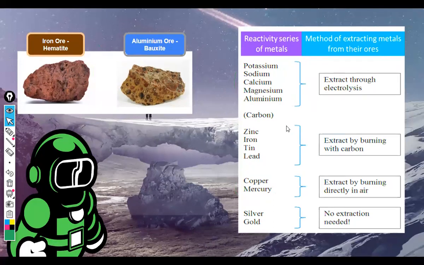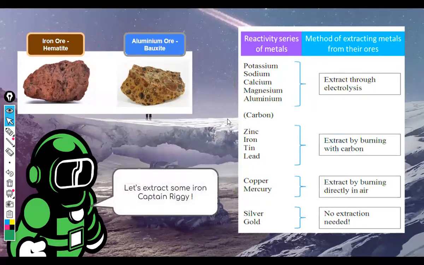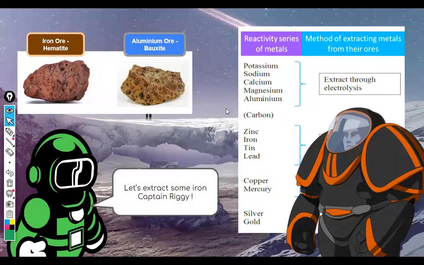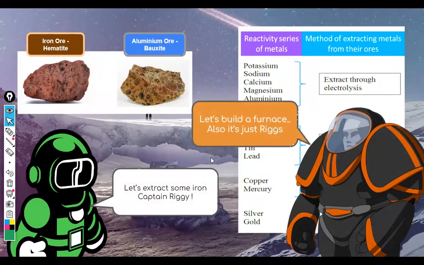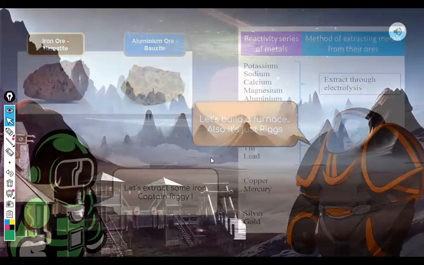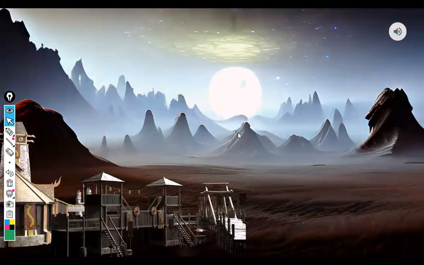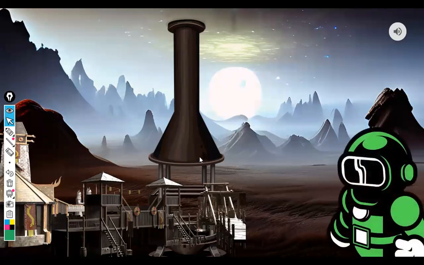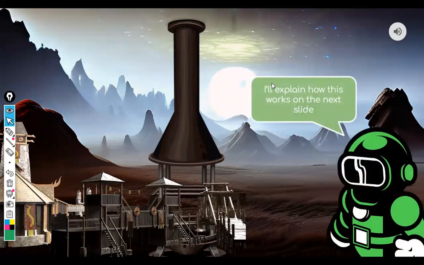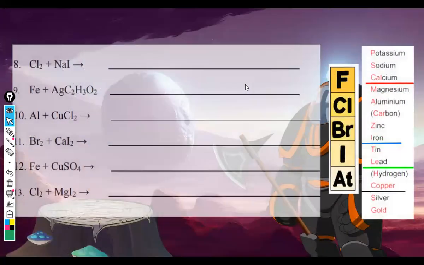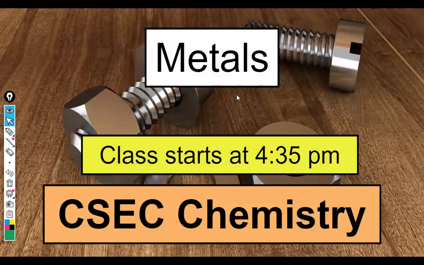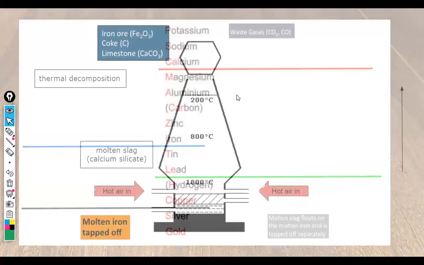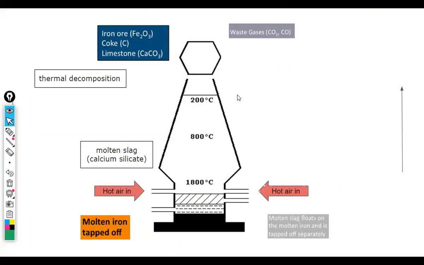Let's see what's going on here. So they're going to extract some iron. To extract iron, the first thing you actually need is a kind of chimney, a kind of furnace. So let's see how this will look here. Oh, sorry about this. All right, great. So this is the diagram here.